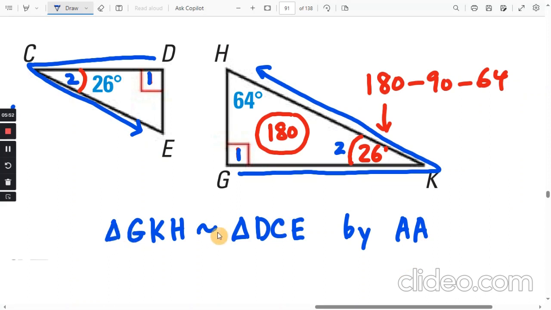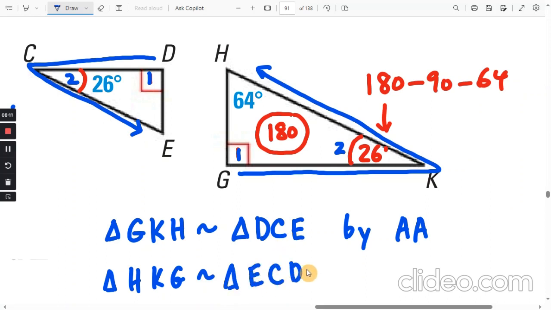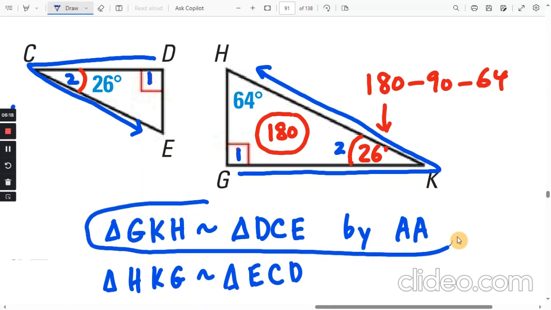Now, is this the only way to write it? No, you can certainly change the letters around. Okay, if you want to reverse the first and last, you can write the H first, and the K second, and the G last. And same thing here, you can write the E first, the C second, and the D last. So it's the same thing. All right, but these triangles are similar by AA because we matched 2 angles.